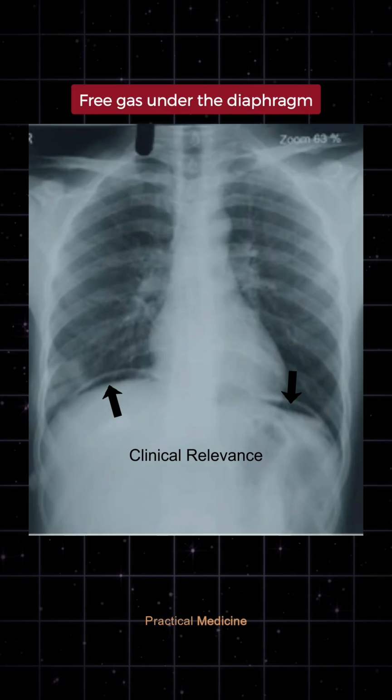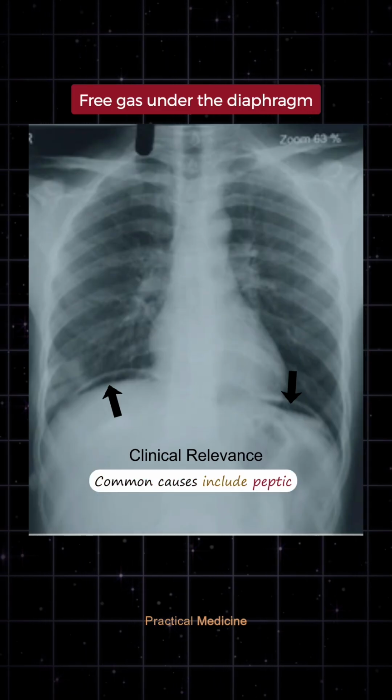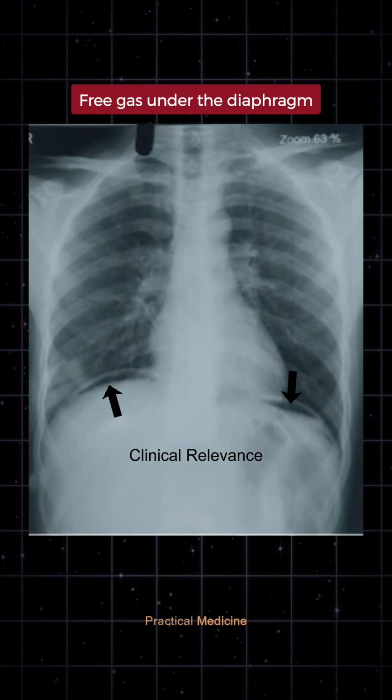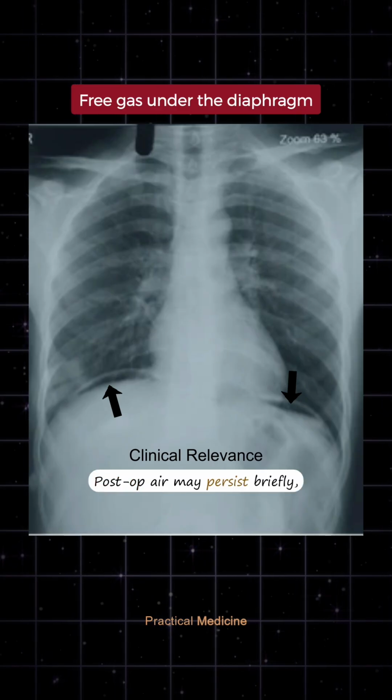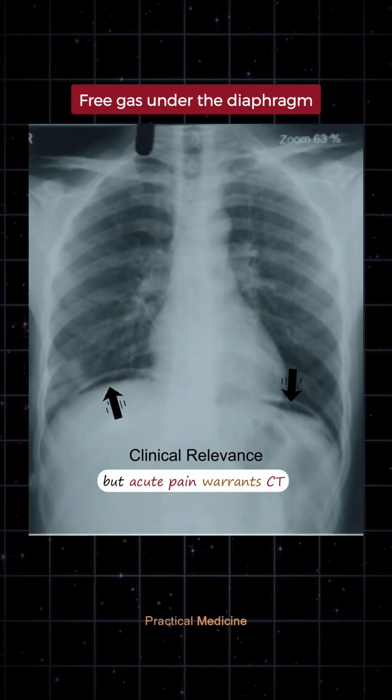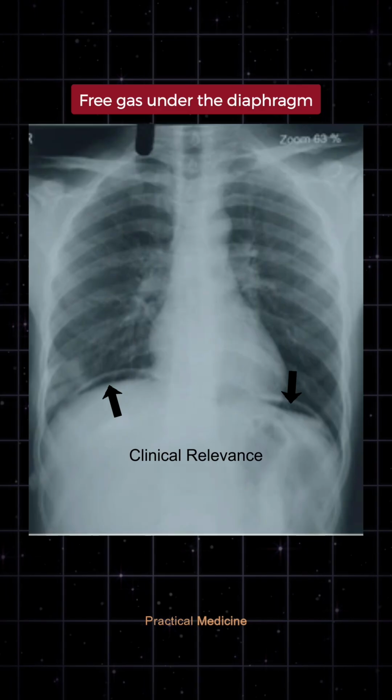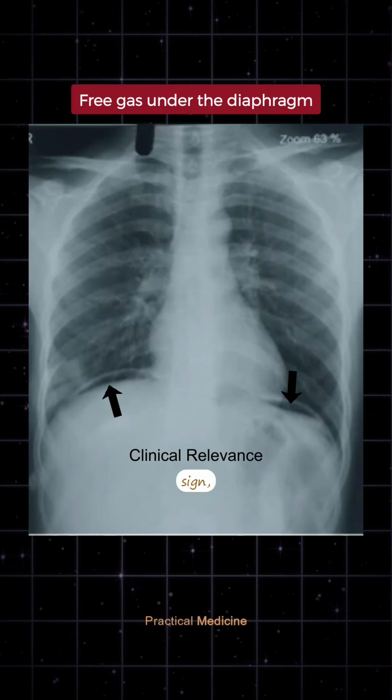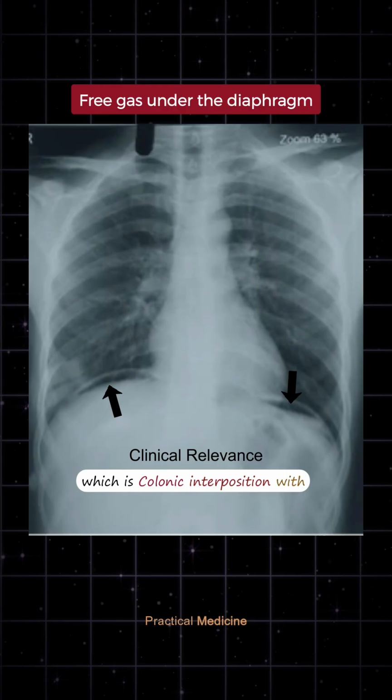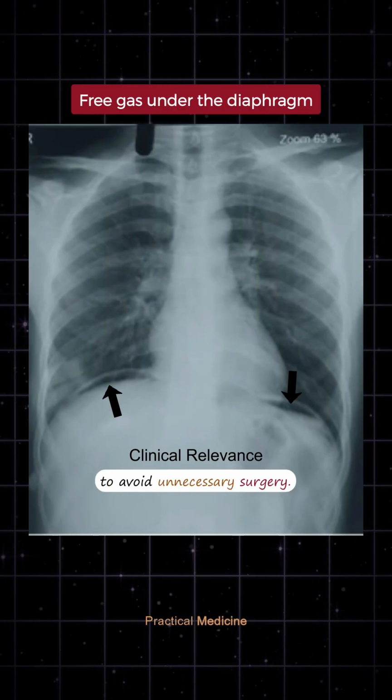Clinical relevance. Common causes include peptic ulcer perforation. Post-op air may persist briefly, but acute pain warrants CT confirmation. Differentiate from the Chilaiditi sign, which is colonic interposition with haustra, to avoid unnecessary surgery.